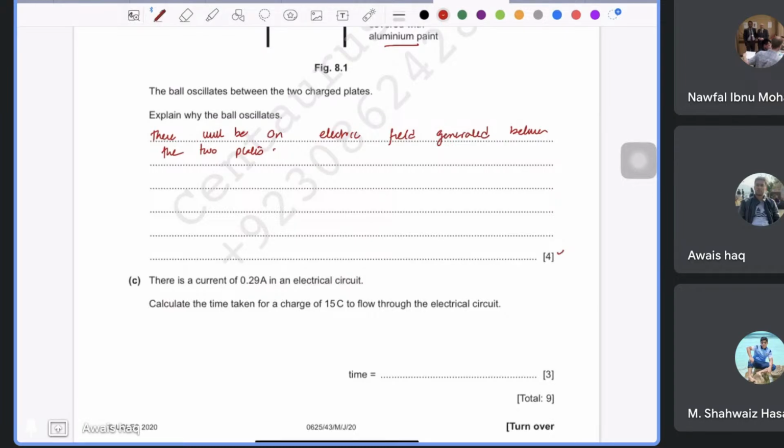Okay. So, now what is happening? The polystyrene ball covered with aluminum gets charge induced on it. Okay, I'll just explain this to you what induction means, okay?